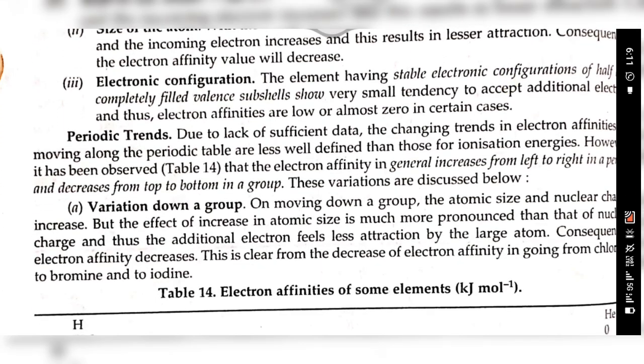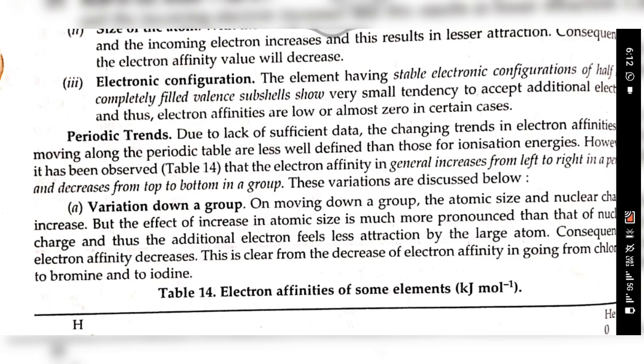Periodic trends. Due to the lack of sufficient data, the changing trends in the electron affinities on moving along the periodic table are less well defined than those for ionization energies. However, it has been observed that the electron affinity in general increases from left to right in a period and decreases from the top to the bottom in a group. These variations are discussed as variation down a group.